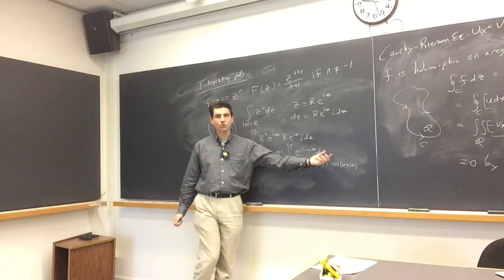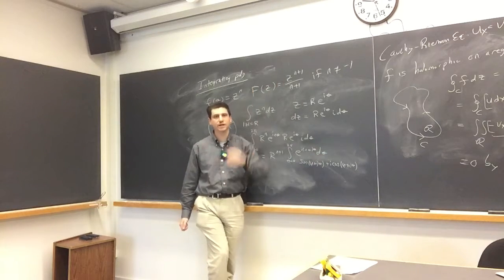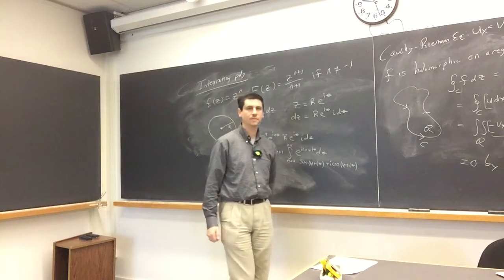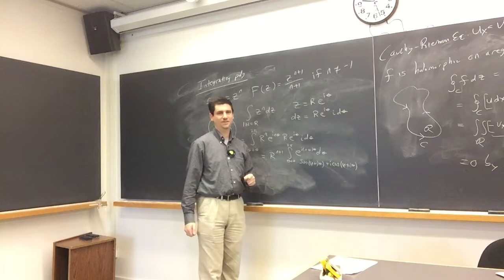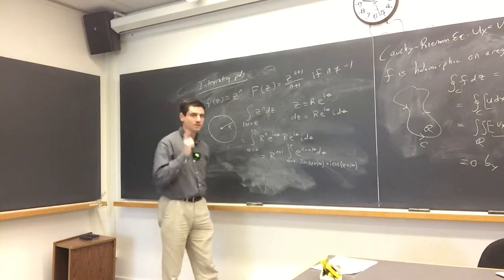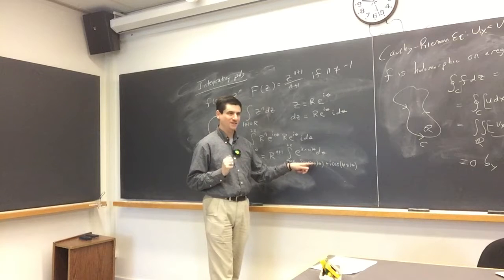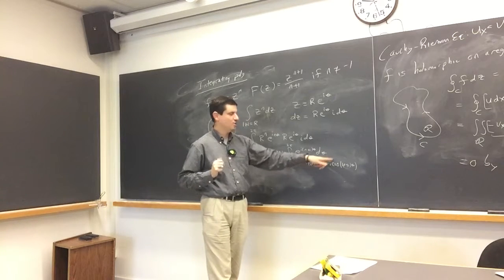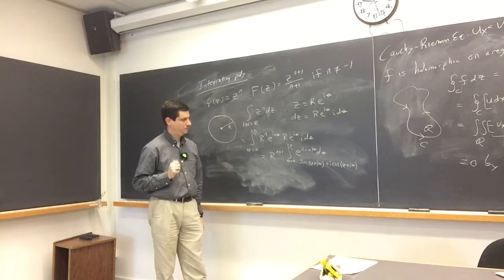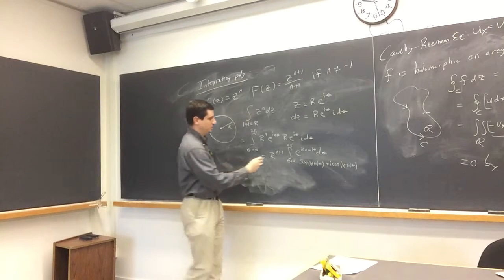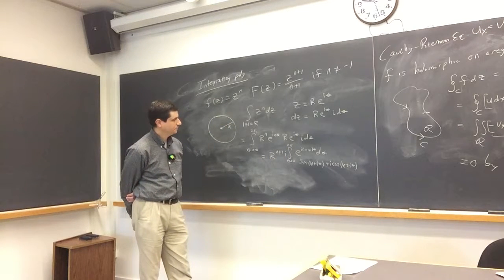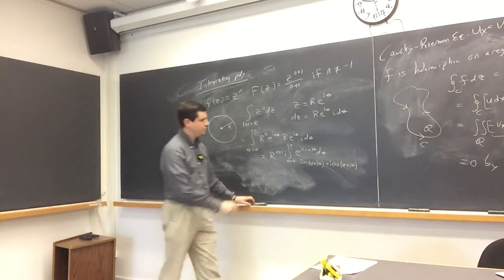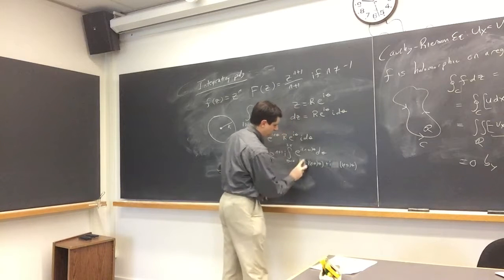Well, if I'm integrating sine and cosine over a complete cycle, what do I get? I get 0. Unless what? So I will get 0 except for one special value of n. If n is negative 1, I have the sine of 0 plus I cosine of 0. Oh, wait a minute, it's cosine plus I sine, sorry. Sorry about that.